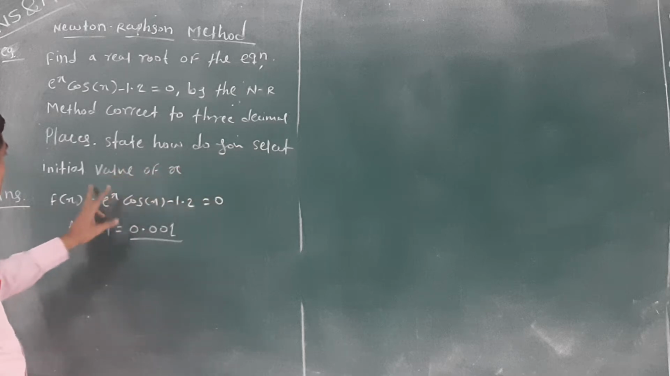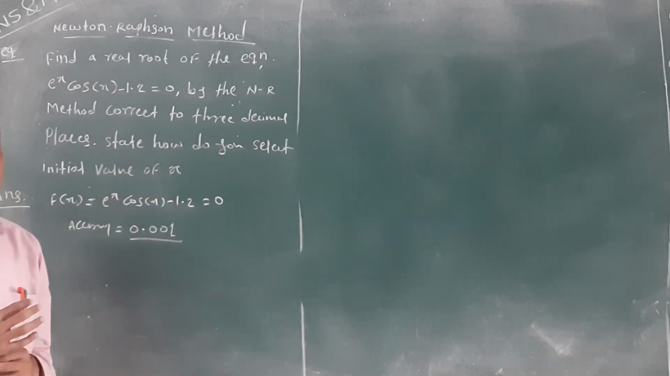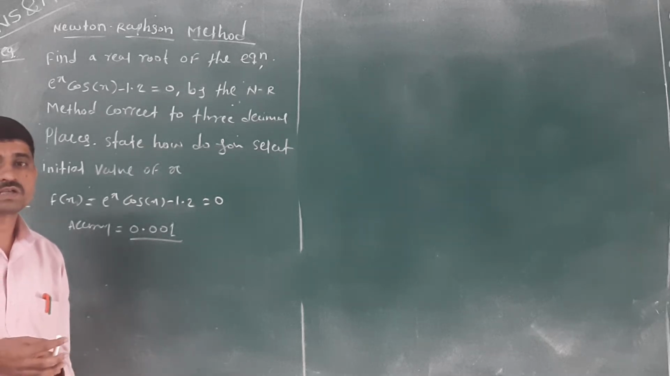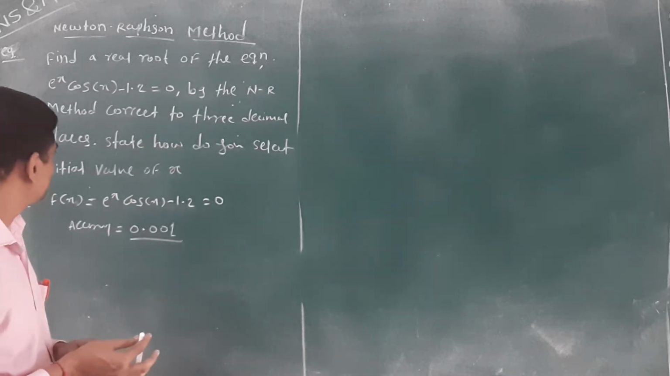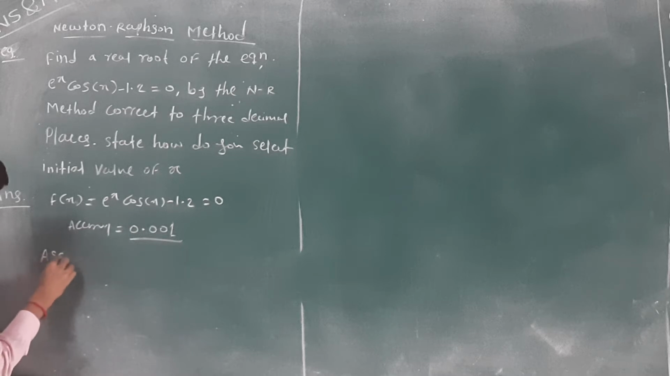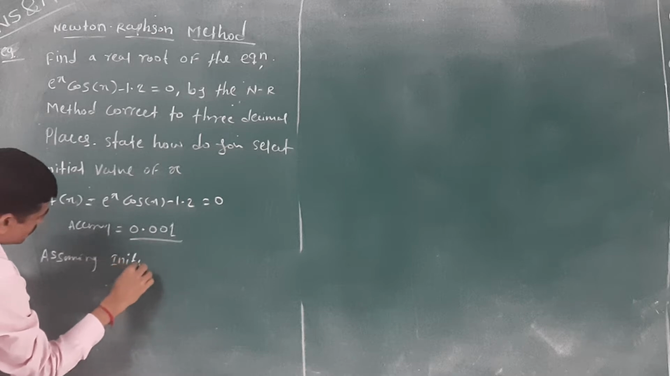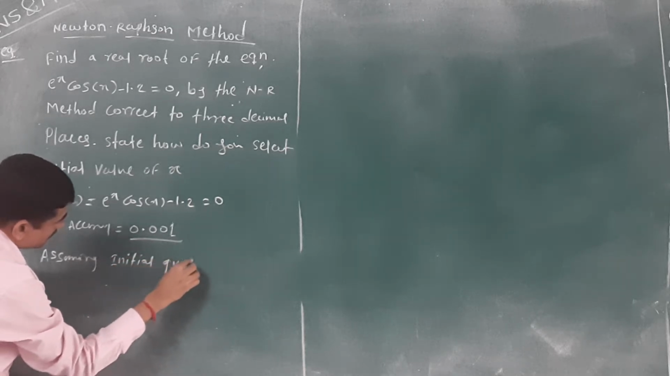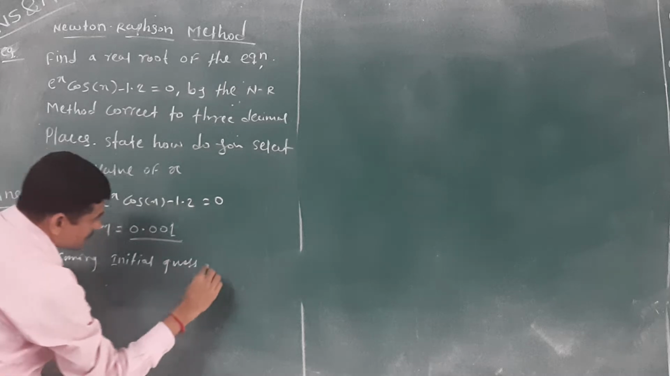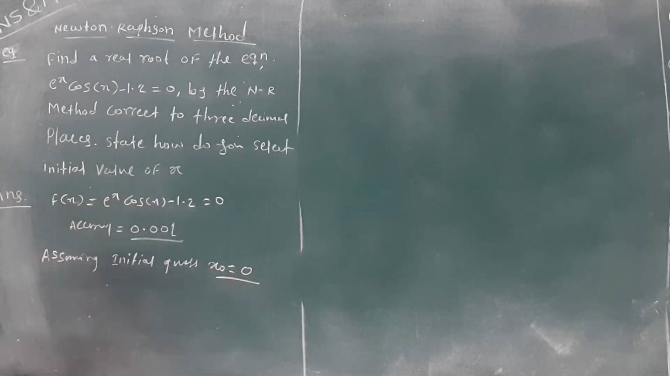Step: how do you select the initial value of x? We want to choose the initial value of x. Here first we want to assume an initial guess. I will assume x0 = 0. I will assume the initial guess starts from 0.